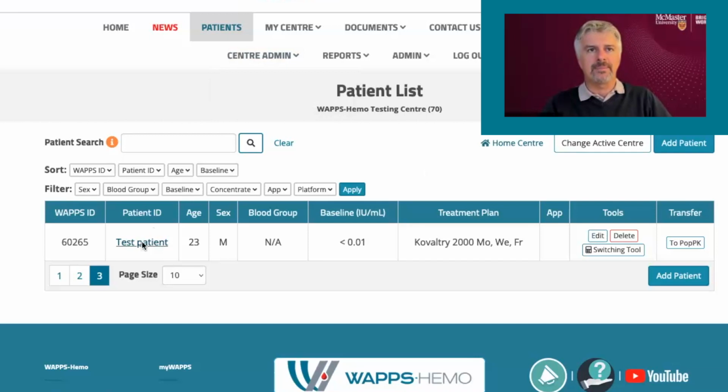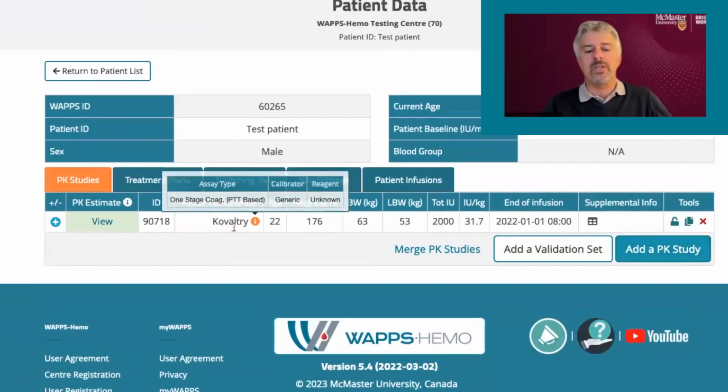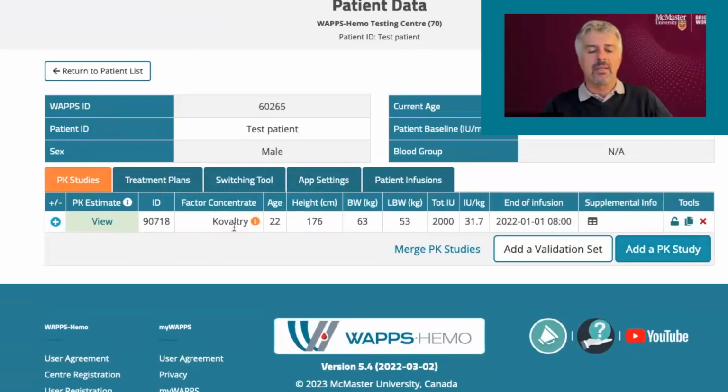So if I go in the patient chart, I can add the PK study. I could add a PK study, for example, if this patient was now switching to another concentrate, and I could draw samples again. Or if it's one year later, the patient is stable and well on that concentrate, but I'm drawing another factor measurement, I could add a second PK study by adding the infusion and the measurement, and then I could merge the old and the new study to make the prediction more precise.